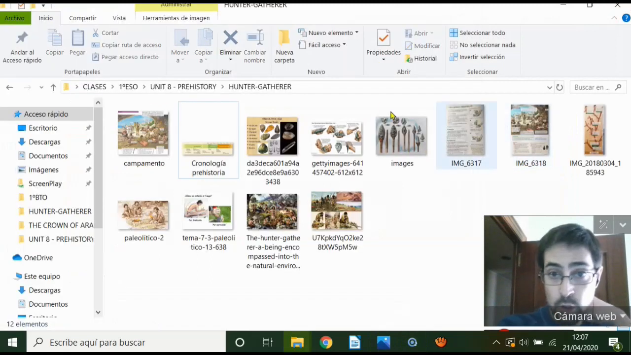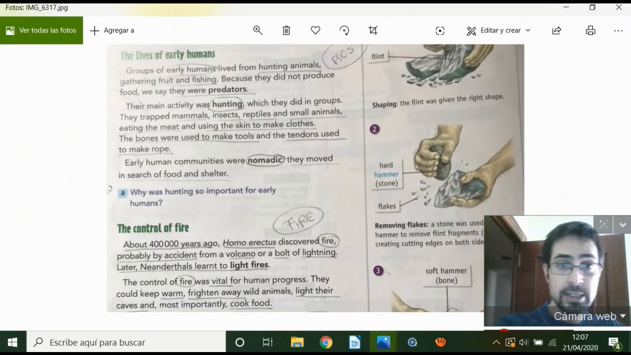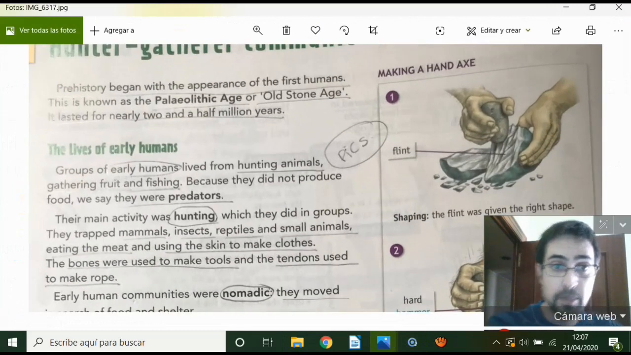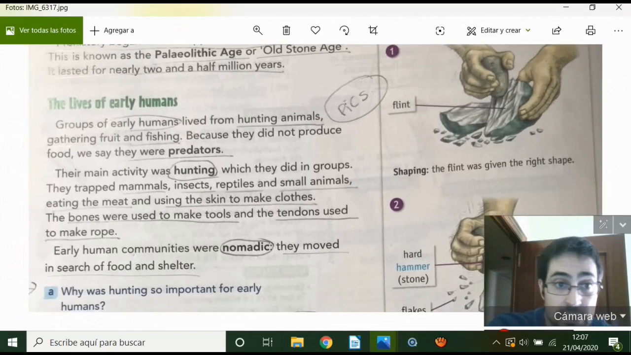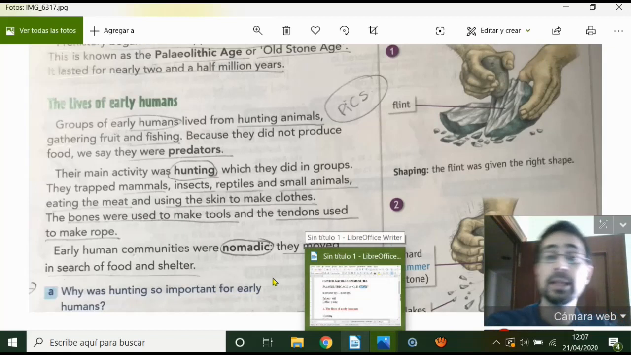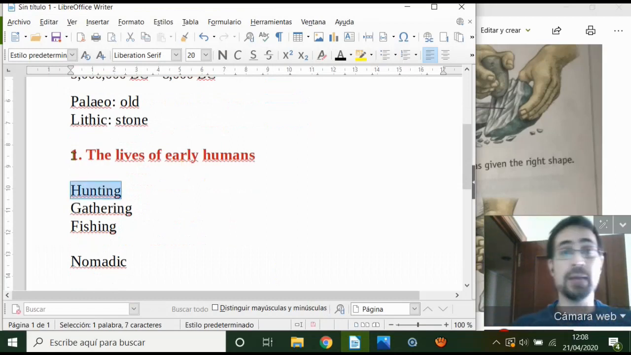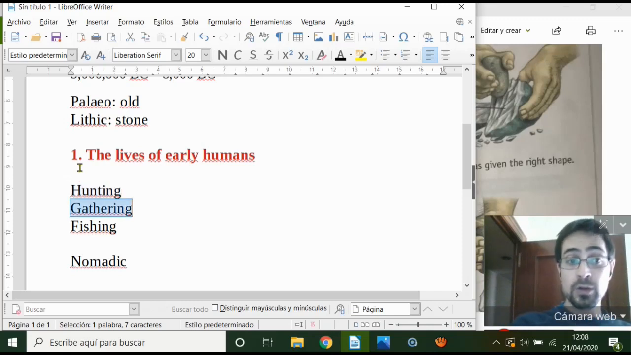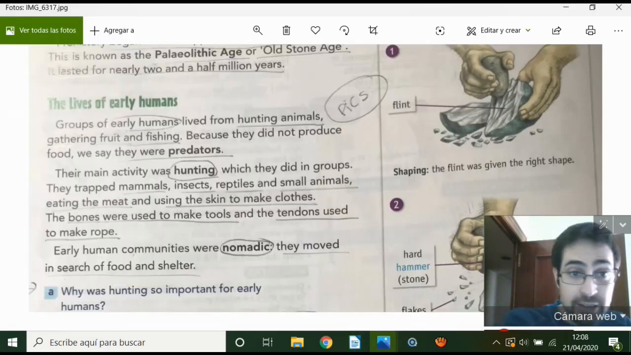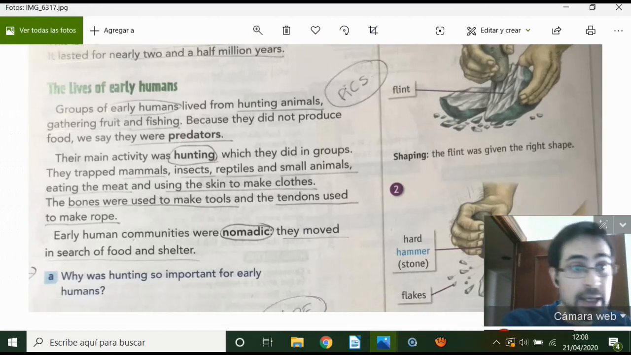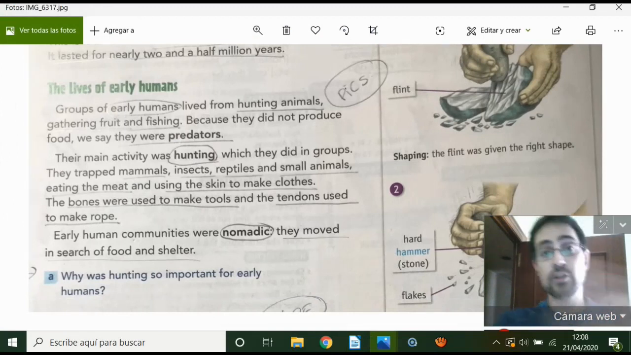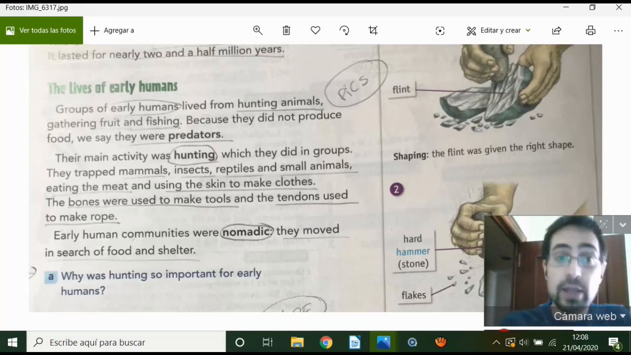Okay, coming back. So, we are here in hunter and gatherer communities. This is what is explained here, the Paleolithic, the Old Stone, the lives of early humans. In the Paleolithic period, the humans lived from hunting, okay, simple, to hunt animals. They live from hunting to eat, from gathering. What is gathering? Gathering is collecting things, collecting fruits and apples or strawberries, etc., to eat, gathering, recolectar. Okay, hunting, gathering, and fishing. So they were predators, hunting animals, mammals, small animals, reptiles.